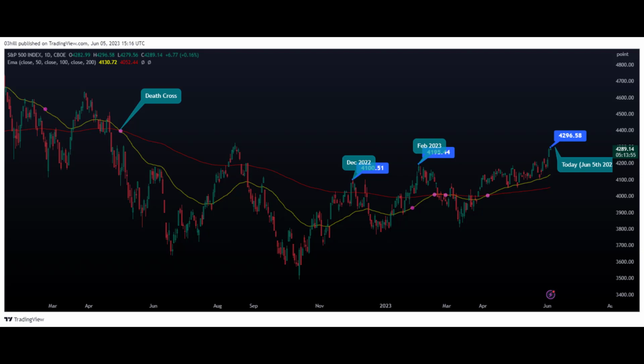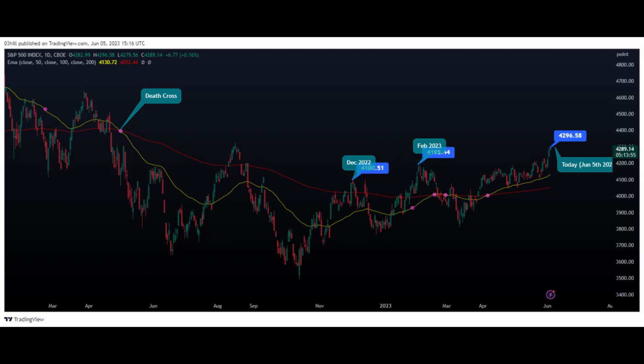Market overview and index performance. To begin our analysis, let's first take a look at the overall market performance and how the S&P 500 index has been behaving recently. We'll examine the current market trend, support and resistance levels, and any significant price movements that have occurred. The market trend of the S&P 500 index has been in an uptrend since October 13, 2022.